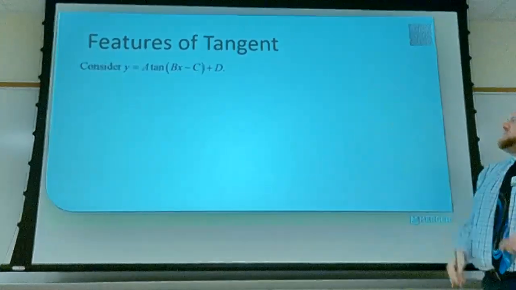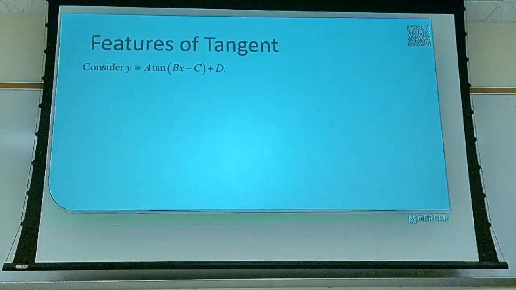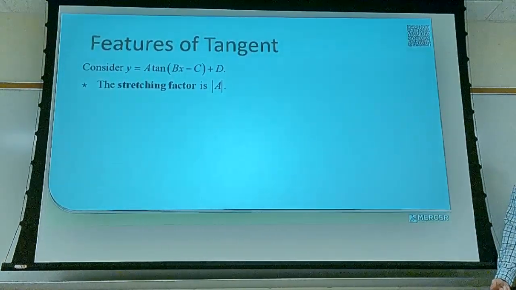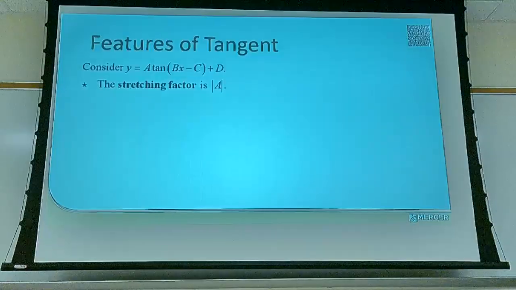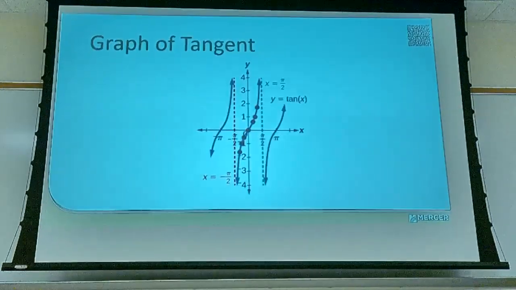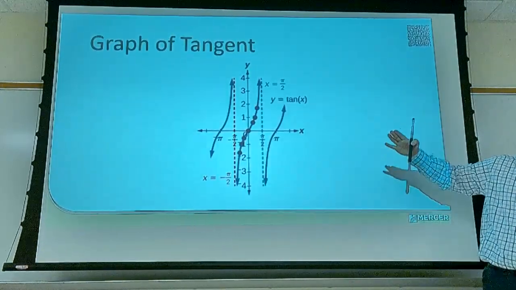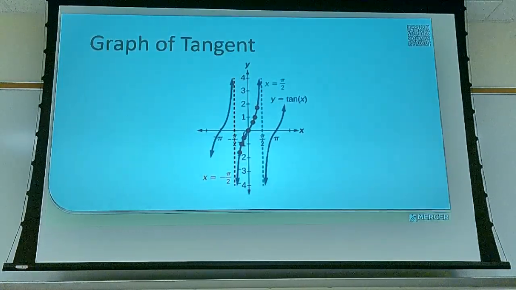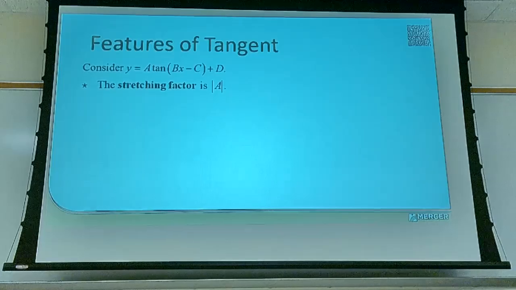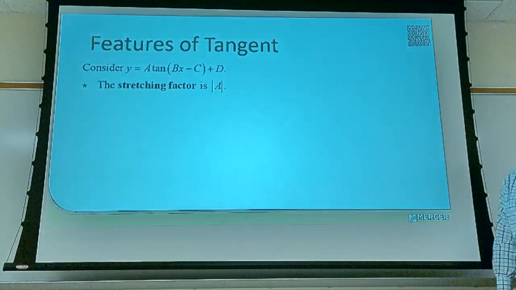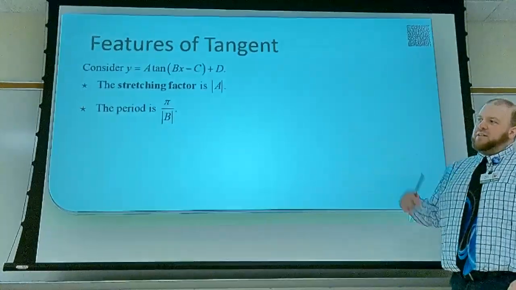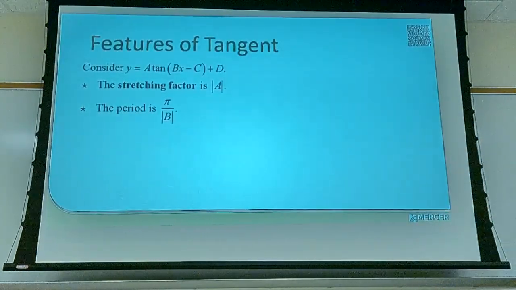So consider a general tangent function, A tangent of bx minus c, plus d. We're not going to call A an amplitude now, right? Because, unlike sine and cosine, notice, it doesn't have a max or a min. So we can't call it amplitude. What we do is we call it the stretching factor, and it's the absolute value of A. Period, same kind of thing, pi over the absolute value of b, because tangent itself is pi periodic.